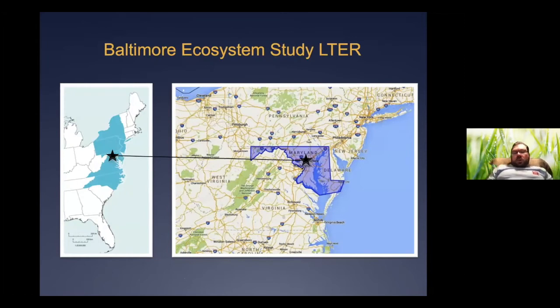So the work that we were doing was carried out under the Baltimore Ecosystem Study Long-Term Ecological Research Site. This is termed an LTER. The National Science Foundation funds, I think, 24 of these across North America, Antarctica, and Puerto Rico. There are two urban ones. There's Baltimore and Phoenix, Arizona. This work started back in 2014, but the LTER has been running since 1997, so it's been 24 years, with most of the work being run out of Southwest Baltimore.